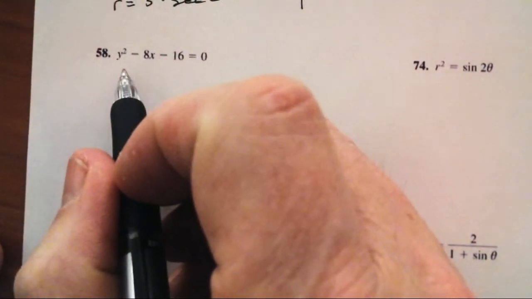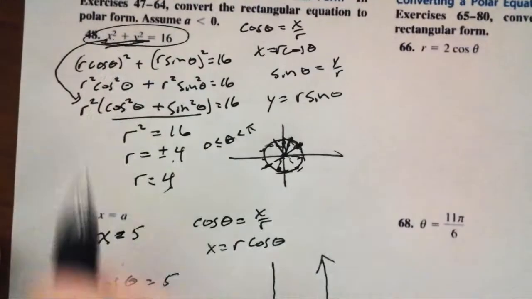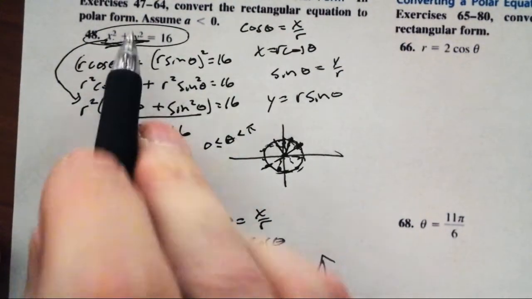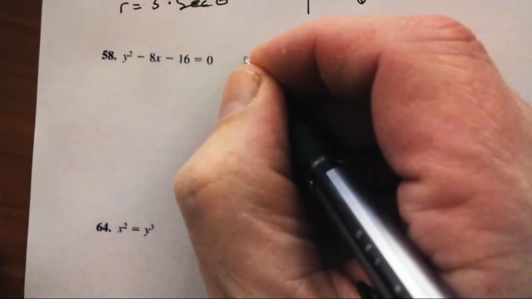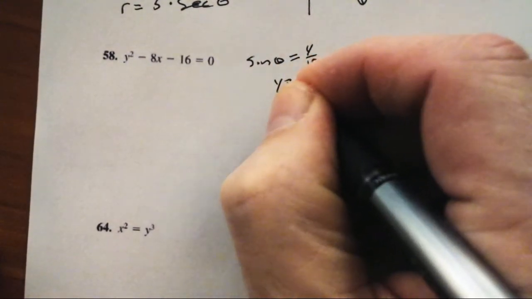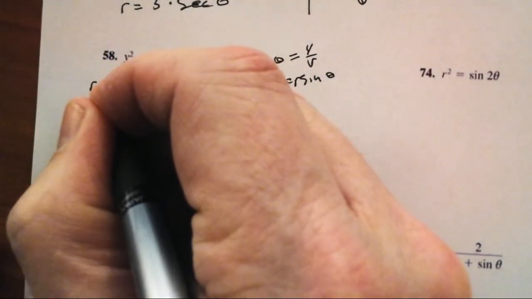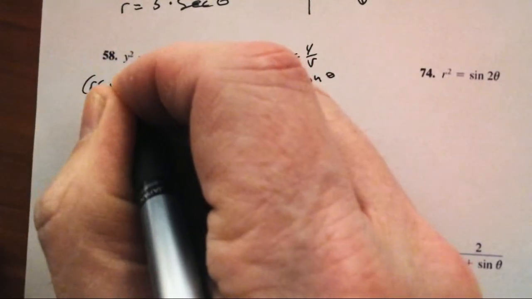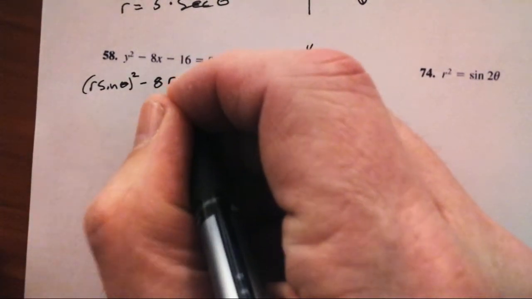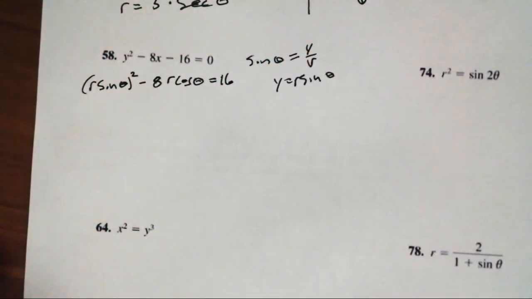Okay, I've got a y squared. If I had an x squared with it, I could change that into r squared, as we did up here. But I don't, so let's see. Sine of theta contains y. So y may be replaced with sine theta times r. So this is r sine of theta squared minus 8. Likewise, I'm going to get r cosine of theta for x, and I'm going to go equals 16. Add 16 to the other side.